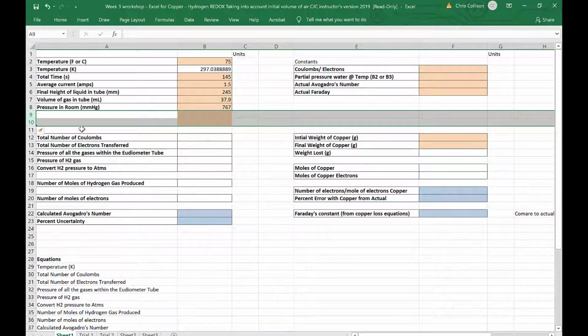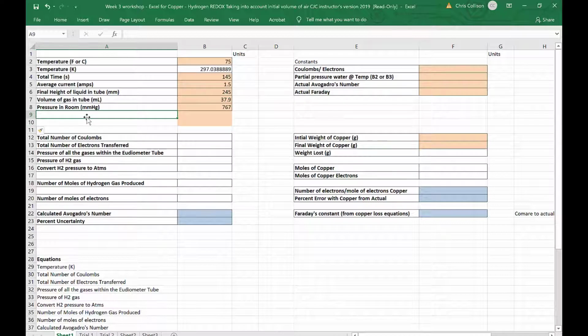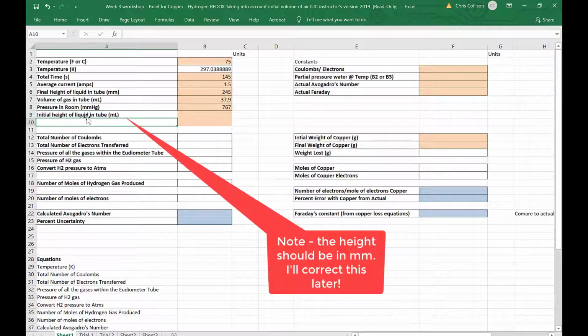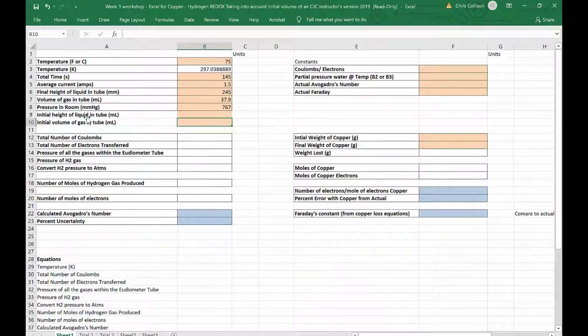And on the first row, I'm going to recognize that we will be interested in the initial height of the liquid in the tube. And we're also going to add in here an initial volume of gas in the tube in milliliters. So we will say that the initial height of the liquid in the tube above the liquid level in the beaker, we've measured that to be 600 millimeters, not milliliters. And the initial volume of the gas in the tube, we're going to say, is 2.3, and that's in milliliters. So what do we do with this now?